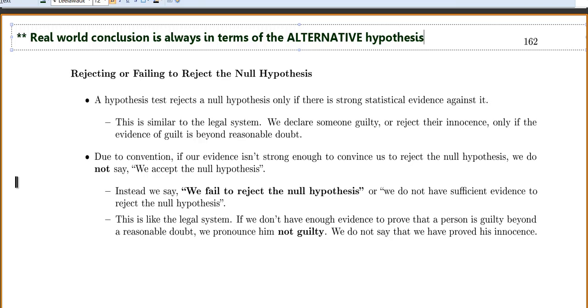Due to convention, just tradition, if our evidence isn't strong enough to convince us to reject the null hypothesis, we do not say we accept the null. Instead, we say we fail to reject the null, or we don't have sufficient evidence to reject the null hypothesis. This is like the legal system. If we don't have enough evidence to prove that a person is guilty beyond a reasonable doubt, we pronounce him not guilty. We don't say that we have proved his innocence.